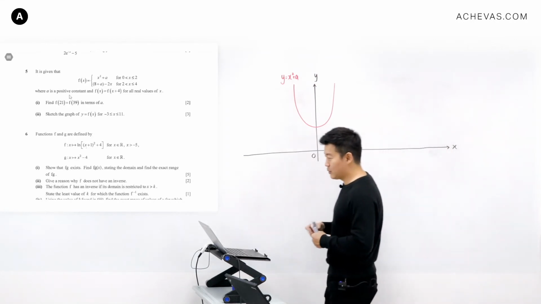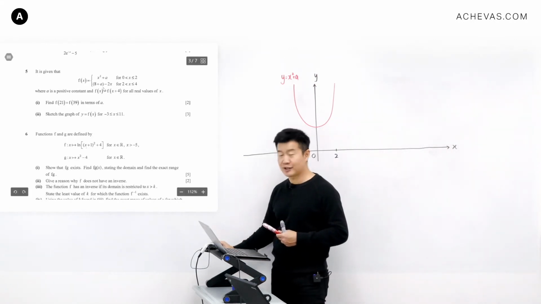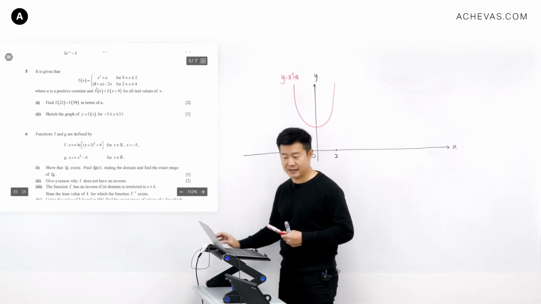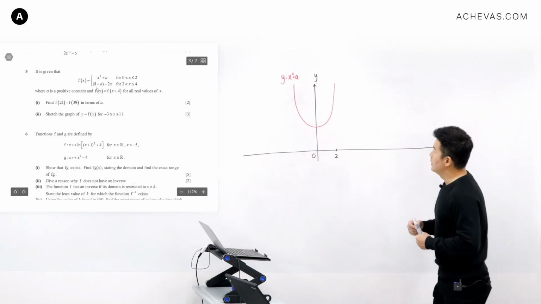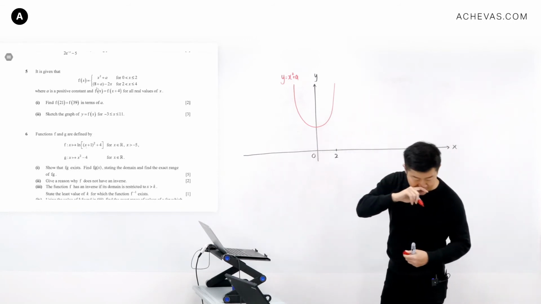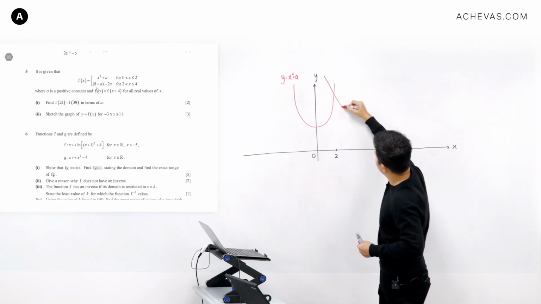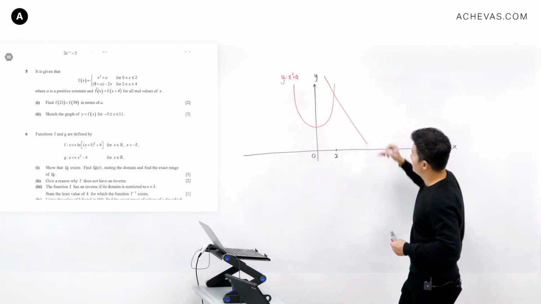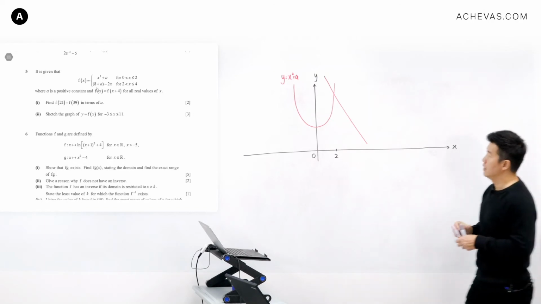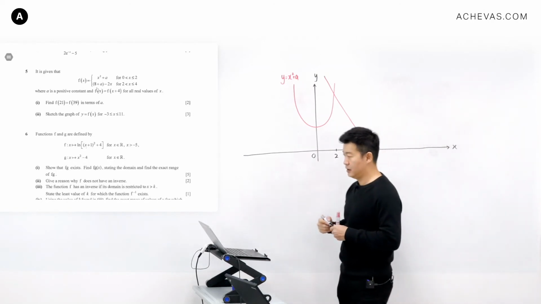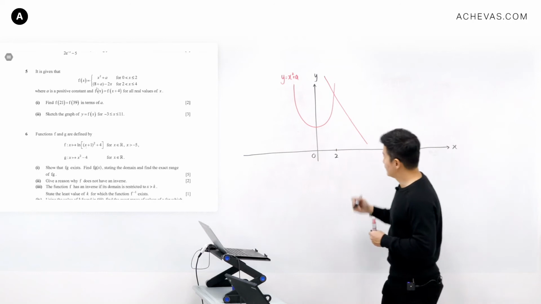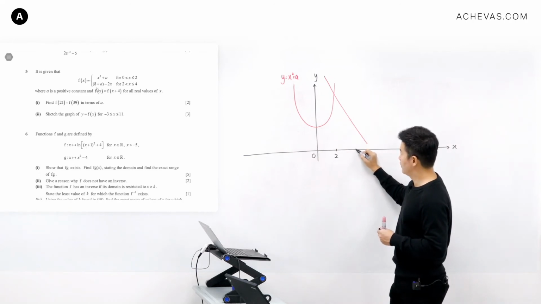Then I'm going to sketch the other one. This one is a straight line. A is a constant, so this is a straight line with a gradient of -2 and a y-intercept of 8 plus a. So if you were to sketch that line, it is going to be something like this. And that is going to be from 2 to 4.